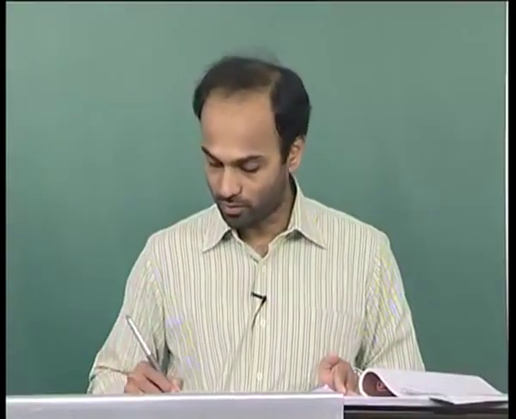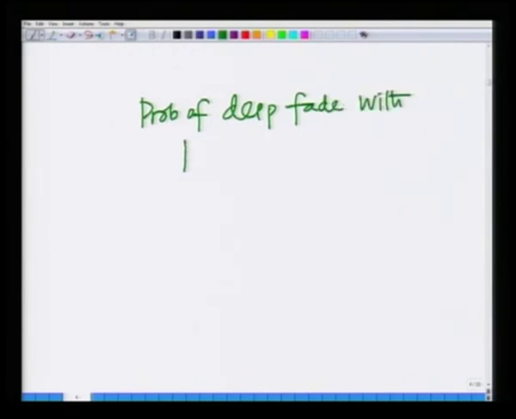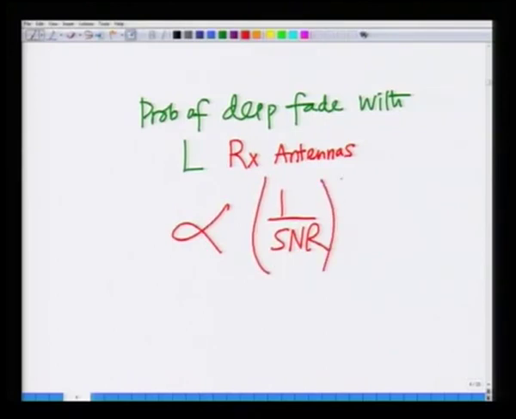Hence, the probability of this channel being in a deep fade is 1 over SNR to the power of L. That is the reason the bit error rate is decreasing at the rate of 1 over SNR to the power of L. Hence, the probability of deep fade with L RX antennas is proportional to 1 over SNR to the power of L, and that is the reason you see that the bit error rate is decreasing as 1 over SNR to the power of L. So, that is essentially the intuitive reason why, as you keep adding more and more receive antennas, your bit error rate is decreasing at a faster and faster rate.